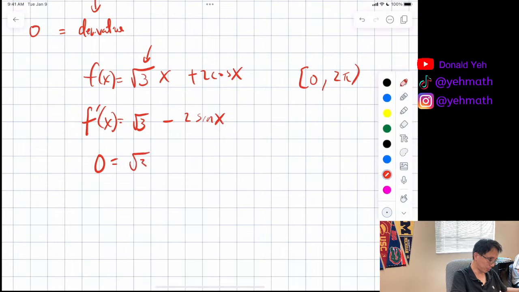0 equals square root 3 minus 2 sine of x, because you set it equal to 0. That means you find where the x value has a horizontal tangent. I'll show you on the graph.